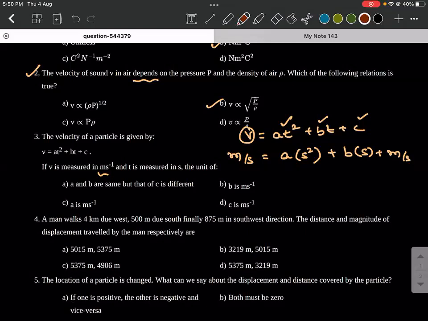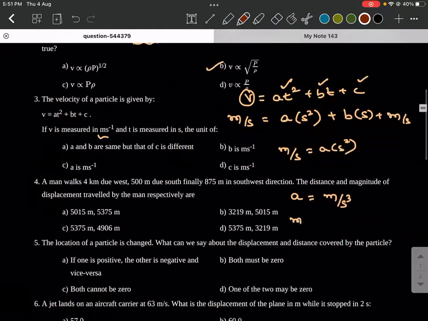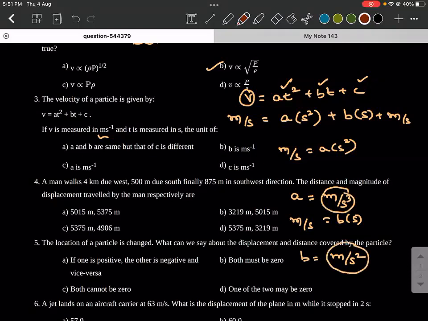Okay. So if I say meter per second is equal to A into second square, then what would be the unit of A? It will be meter per second cube. Similarly, meter per second is equal to B into second. So unit of B should be meter per second square. Right. Now check what are the right options. A and B are same, but C is different. Is it right? Because A is meter per second cube, B is meter per second square. So option A is wrong.